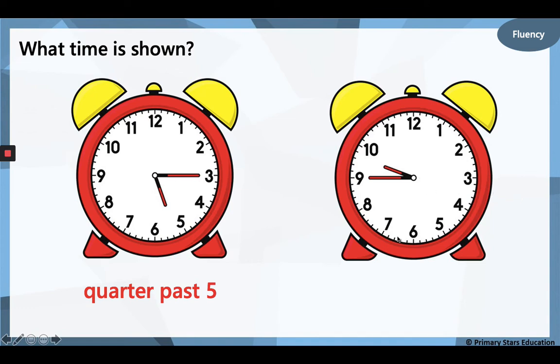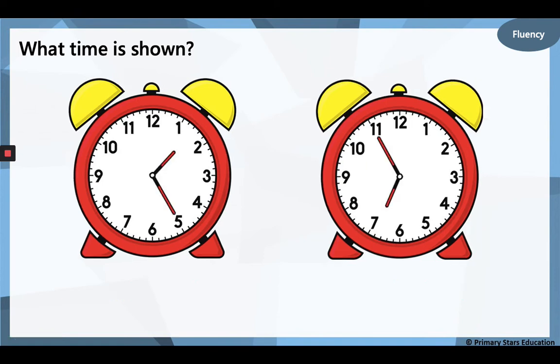Let's look at clock 2. Remember, it's past the 6, so it's going towards the next hour. That's it, it's 9:45. It's quarter all the way round left, so it's quarter to and it's towards the next hour, so it's 9:45. It's going towards the 10. 9:45.